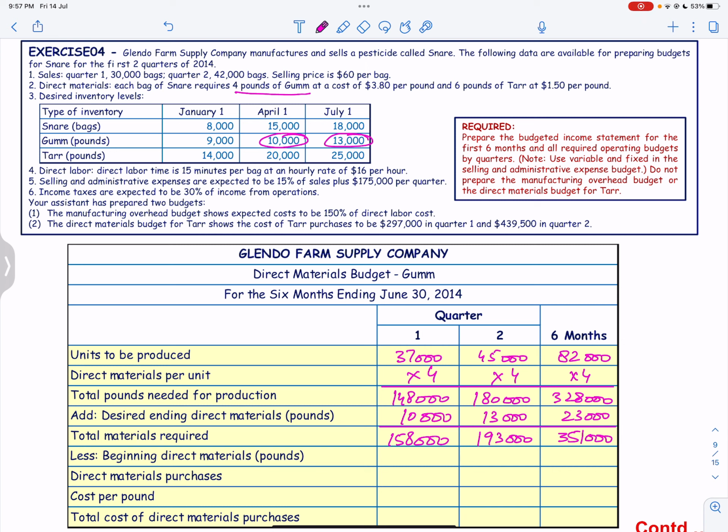From this we are going to subtract the beginning direct material for the first quarter, and the beginning direct material for the first quarter is 9,000, and the second quarter is 10,000. So we are going to subtract 9,000, and here we are going to subtract 10,000, that makes 19,000.